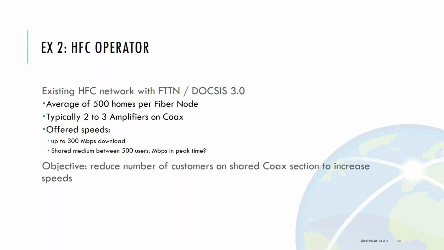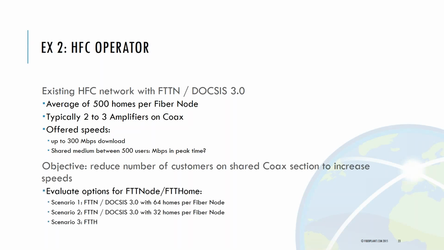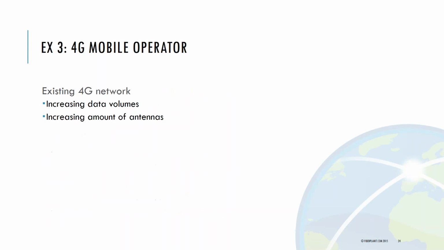So again, the idea is to increase the speed by lowering the amount of customers that are on the shared coax sections. So some options that we can evaluate, for example, is to reduce the number of homes per fiber node to 64 or to 32, or go all the way with fiber to the home.